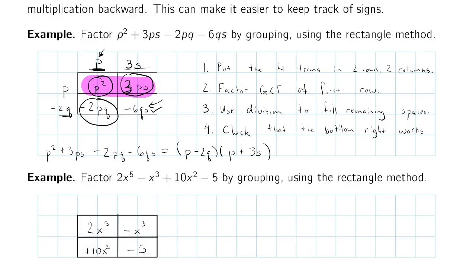I will look for the greatest common factor in my first row, which, this term has no coefficient. Its coefficient is plus or minus 1. So I'm just looking at the x's. X to the 5th, x to the 3rd: x to the 3rd is the smaller power.